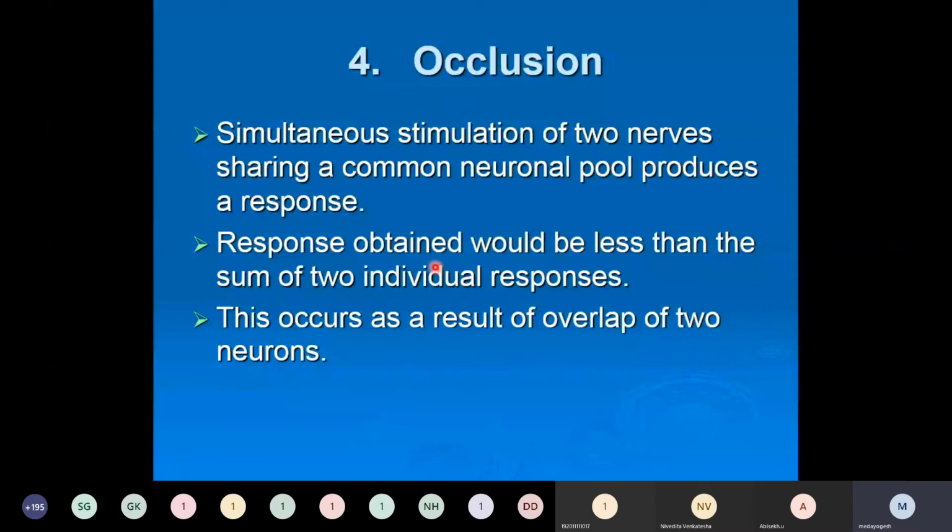Why is this happening? Because a few neurons are supplied by both A and B. So what happens? The responses get occluded. What is our final thing? We should get one response. So even though both A and B are stimulating, we are getting one response. That's how, instead of getting 10 plus 10, 20, we are getting 15 when stimulating two nerves. This property is occlusion.